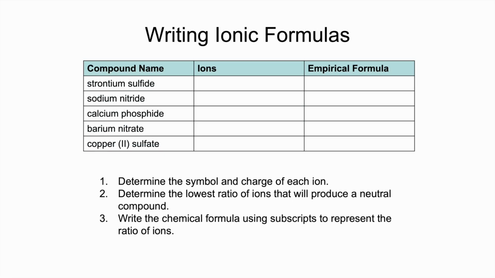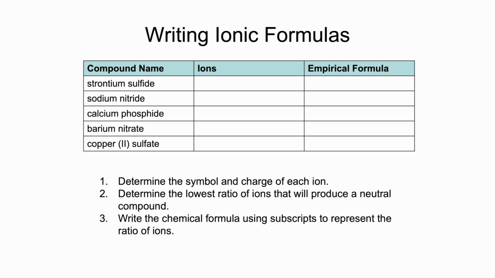So when we go to write the formulas for ionic compounds, there's kind of 3 steps that we need to do. The first step is that we need to determine the symbol and charge of each ion. Then we need to determine the lowest ratio of ions that will produce a neutral compound. So in other words, how many of each ion do we need to make all of our charges add up to a net charge of 0? Lastly, we're going to write the chemical formula using subscripts to represent the ratio of the ions.